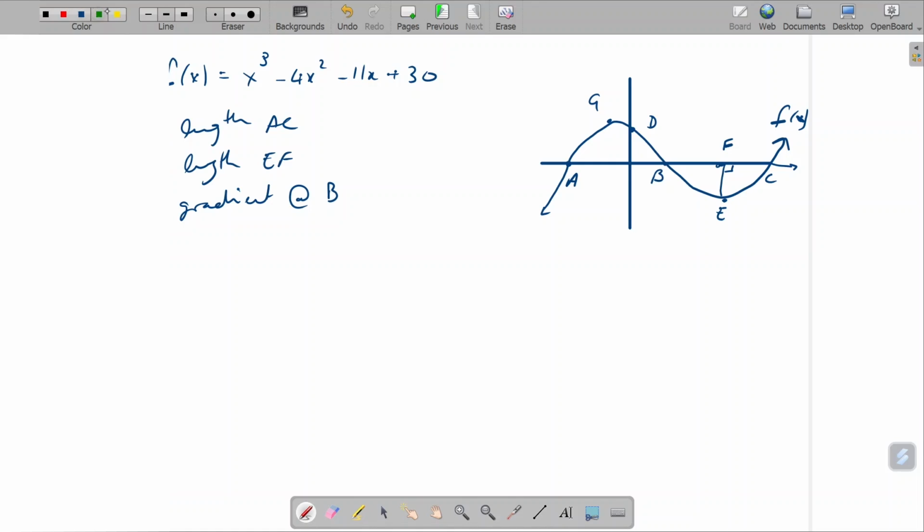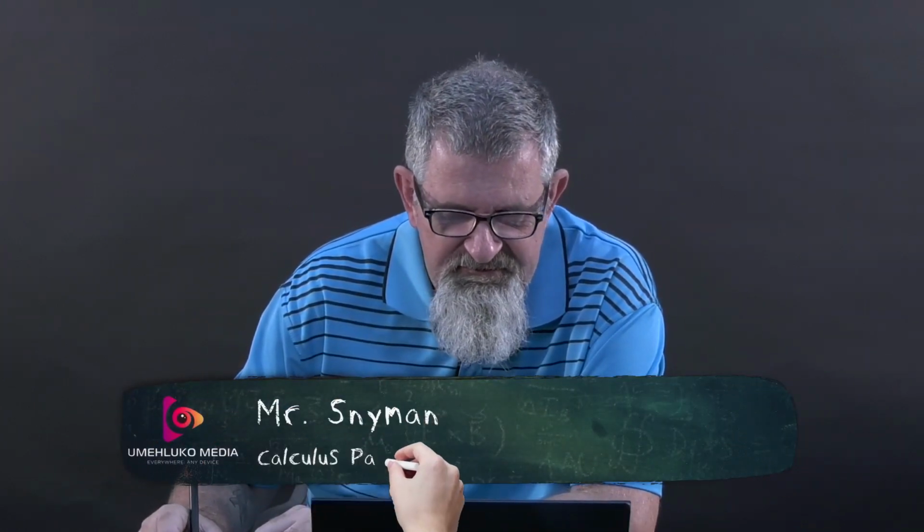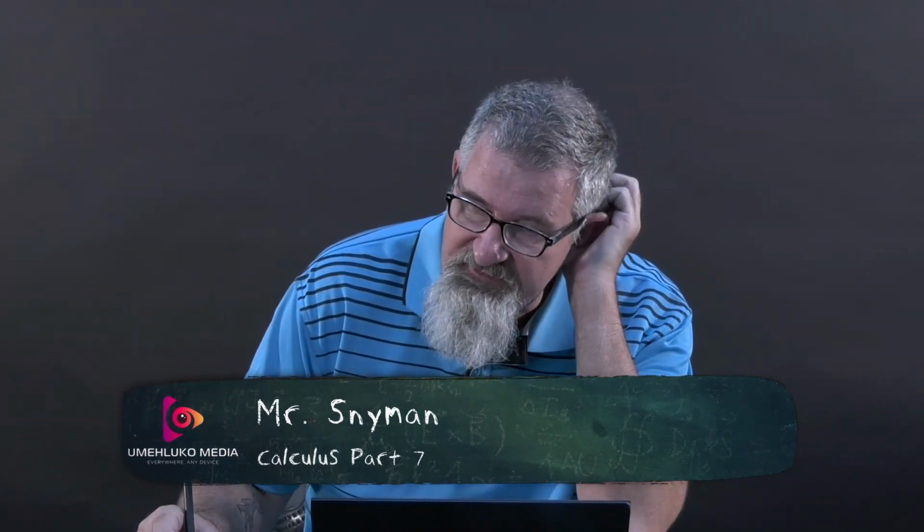Okay, so find the length of AC. Well, A and C are x-cuts, so what we need to do here is make y naught. To find x-cuts, we make y equal to naught. So naught equals x cubed minus 4x squared minus 11x plus 30. I need to do this fairly quickly, so let's see what we can do here. If we tried 1, it wouldn't work. If we tried 2, it might work.